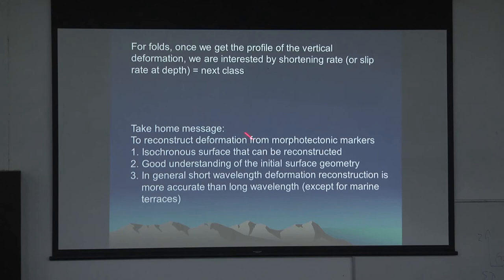And so, take home message. You have to consider morphotectonic markers. Basically, remember you need to look for isochronous surfaces, and ones that can be reconstructed, I mean, interpolated between different remnants. You need to have a good understanding of the initial surface geometry. And in general, short wavelength deformation associated to just fault offset will be much more accurate than long wavelength deformation. OK, thank you.